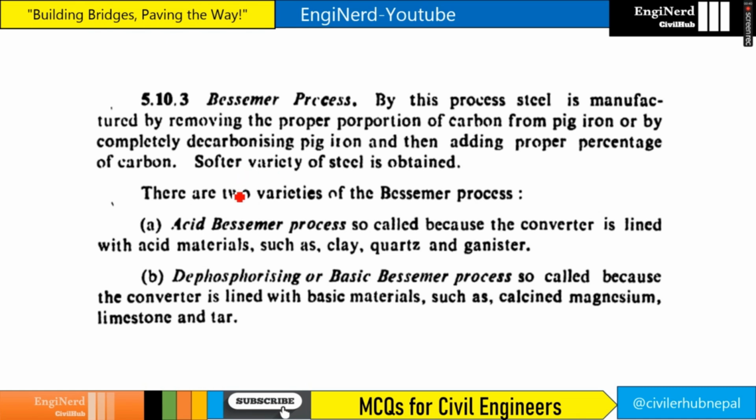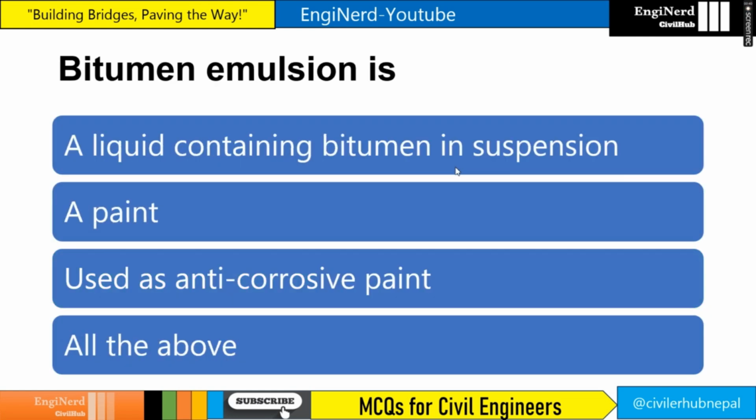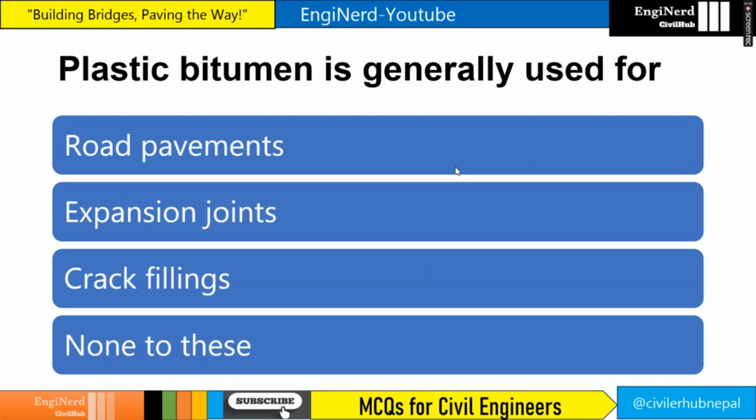If you see here in the Bessemer process, softer variety of steel is used, and normally Bessemer pig is used as the ore, right? Okay. Bitumen emulsion is a liquid containing bitumen in suspension, or paint used as anti-corrosive paint, all of the above. The answer is all of the above.